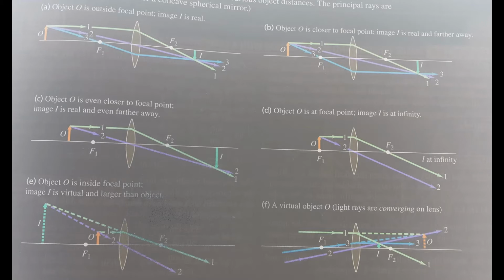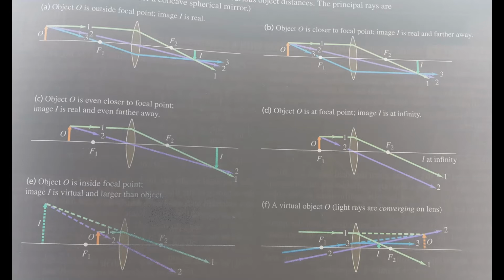For image B, it is similar to image A, but the object is a lot closer to the focal point. And in this case, the image I is real, but it is just further away from F2. In C, the object is even closer. Again, the image is real, but it is just even further away. So the image distance is longer than the object distance. Now what happens at D?